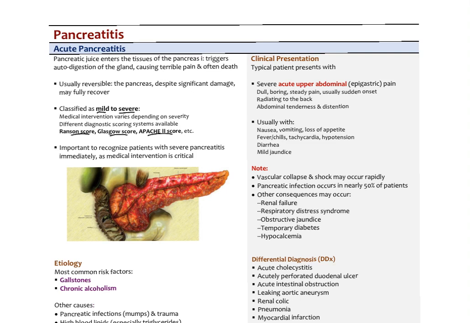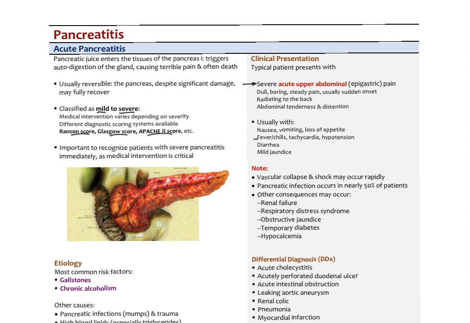Typically, patients will present with severe acute upper abdominal, usually epigastric pain, and the classic pain is dull, boring, steady pain. Not deadly pain, steady pain, usually sudden onset, and it radiates to the back with a lot of abdominal tenderness, distension, rebound tenderness, because that means the peritoneum now is involved. Usually there's nausea and vomiting, loss of appetite, fever, pretty typical, usually low grade, tachycardia, hypotension, mild diarrhea, and jaundice.